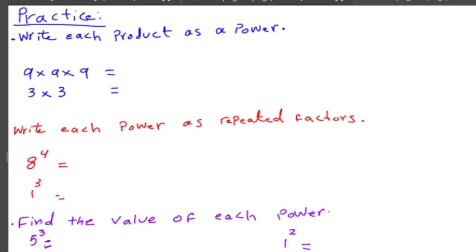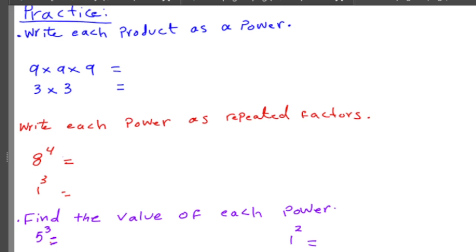Now let's practice. Write each product as a power. So for the first one, the base is 9, and the exponent is 1, 2, 3. The second one, the base is 3, and the exponent is 1, 2, 2.